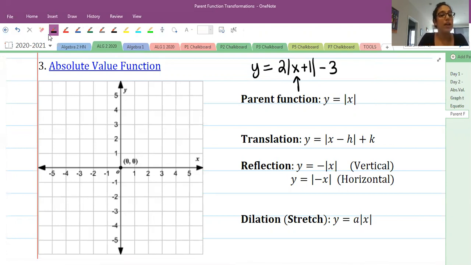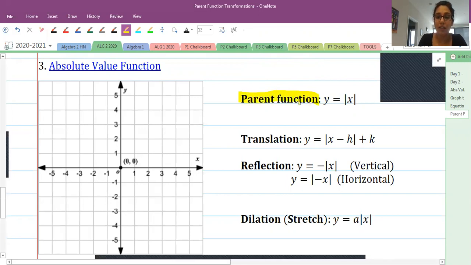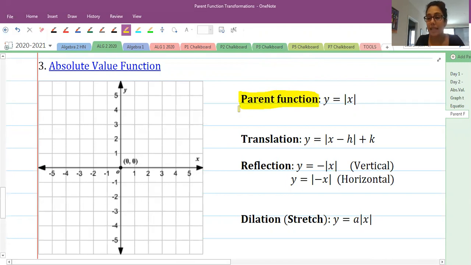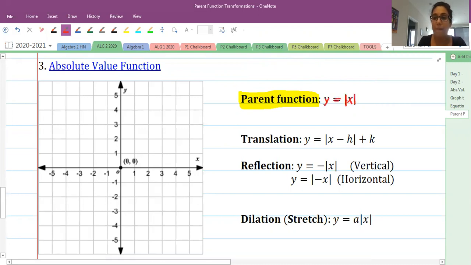Now, let's talk about the parent function. In the last video, we spoke about what a parent function is. It is the most basic of that type of function. So it is simply y equals the absolute value of x. That is the most basic absolute value function there is, just x inside of absolute value bars. So we are going to graph this and take a look at what it looks like.